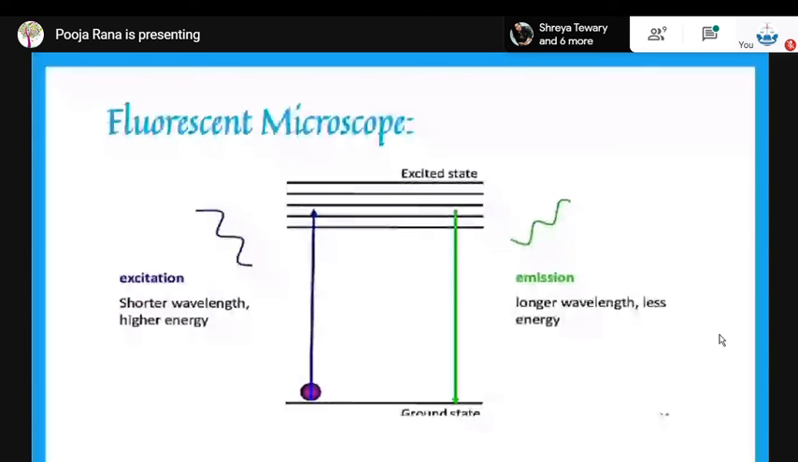So a fluorescence microscope is an optical microscope which uses fluorescence and phosphorescence instead of, or in addition to, reflection and absorption to study the properties of organic and inorganic substances. The fluorescence microscope refers to any microscope which uses fluorescence to generate an image. And the phenomenon of fluorescence is explained to you via this particular diagram.